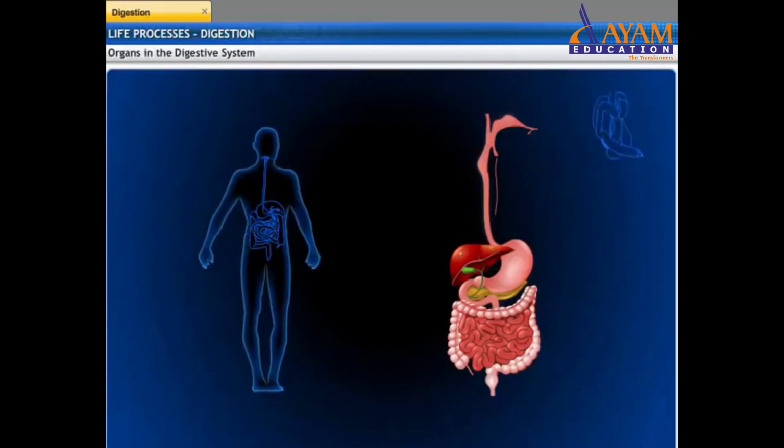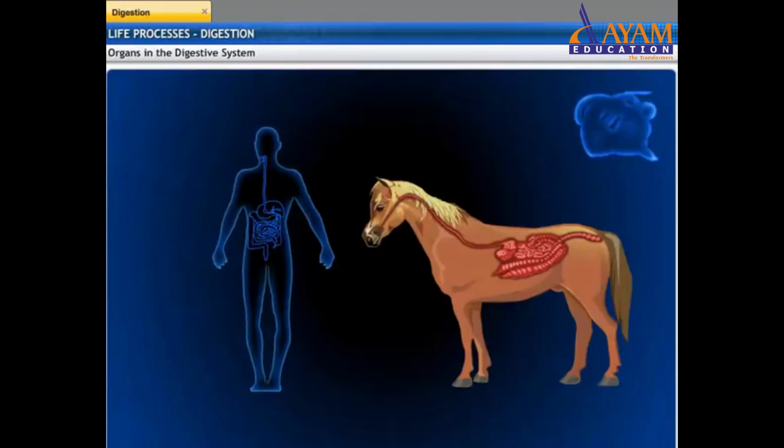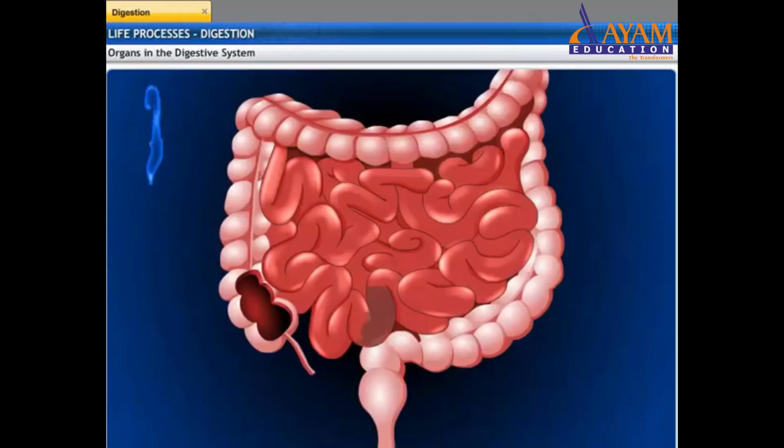The length of the small intestine is much shorter in carnivores as compared to herbivores. This is because herbivores eat a plant-based, fibrous diet which takes longer to digest as compared to a meat-based diet. The undigested food and water then move into the large intestine.